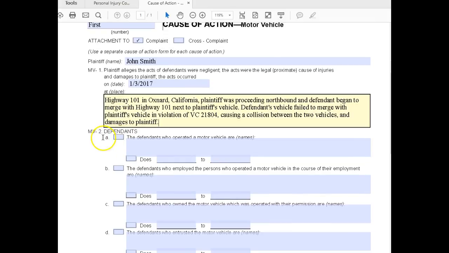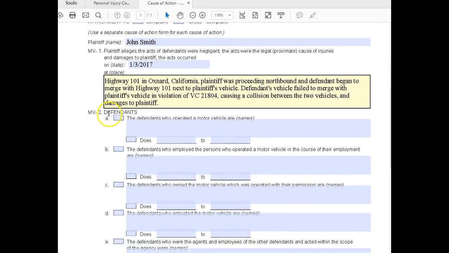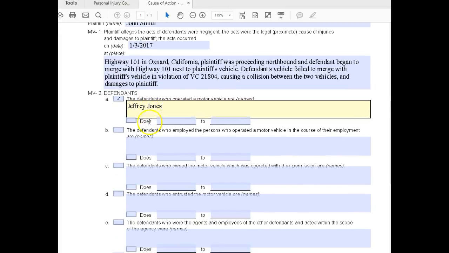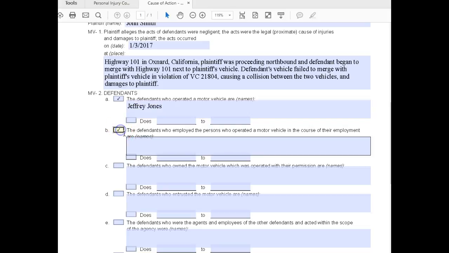It asks you what kind of defendants were here. First kind of defendants, which one was operating the motor vehicle? Well, that was Jeffrey Jones. We know that for a fact. He was operating the vehicle. You can see that from police reports and so on. But we might also want to add in that some people employed Jeffrey Jones at the time. In essence, Jeffrey Jones may have been on an employment run doing something for his employer at the time this accident happened. We want to get the employer. So we don't know that yet, but we want to put that down. So we want to put down Does 1 through 5, let's say.